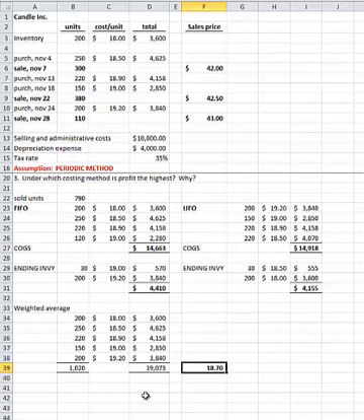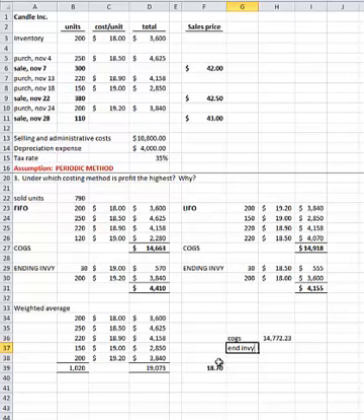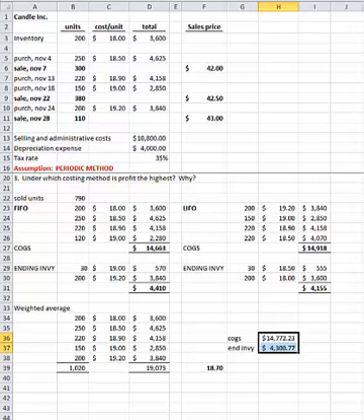Cost of goods sold under weighted average would be the number of units sold, which was 790, times that average. And ending inventory would be the units in ending inventory, which was 230, times that average. These two also have to add up to that same 19,073 check figure. These two added together need to be the 19,073, and these two added together need to be the 19,073. If not, you've got some sort of error.